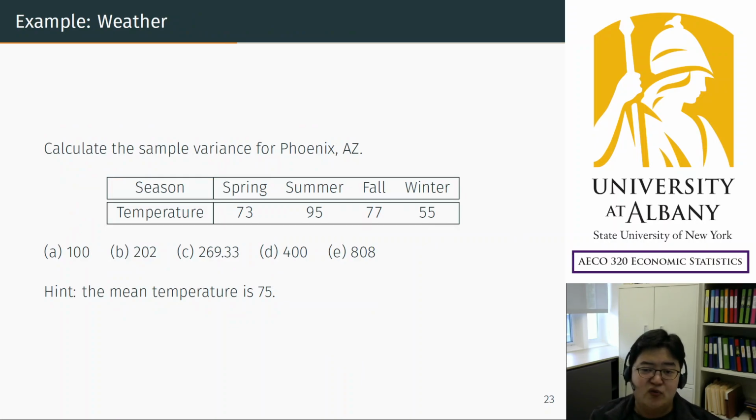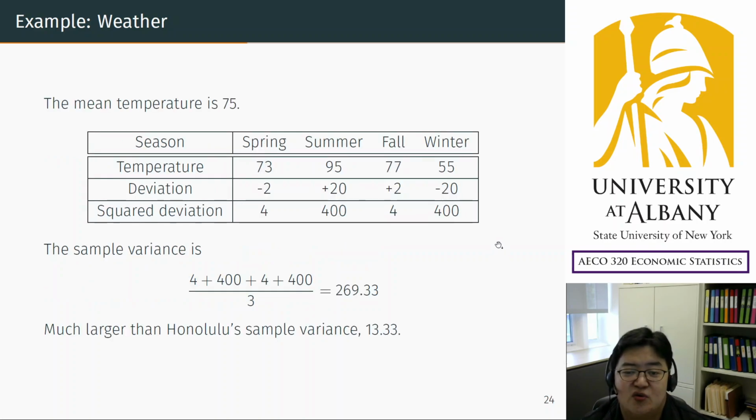So this is a practice. Now I gave you the Phoenix data, from Phoenix, Arizona, and try to calculate the sample variance. When I say calculate the sample variance, you calculate the variance using the sample variance formula. To save your time on algebra, I calculated the mean, which is 75. Do your exercise, and if you finish, I will show you the answer. So we know the mean is 75.